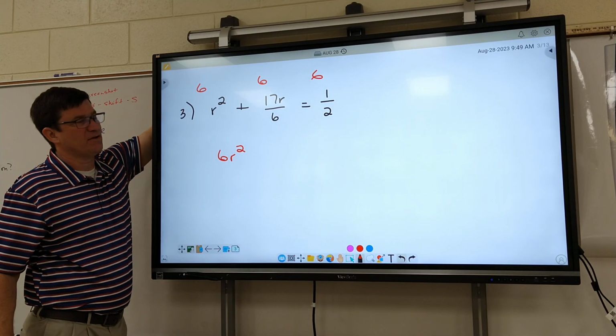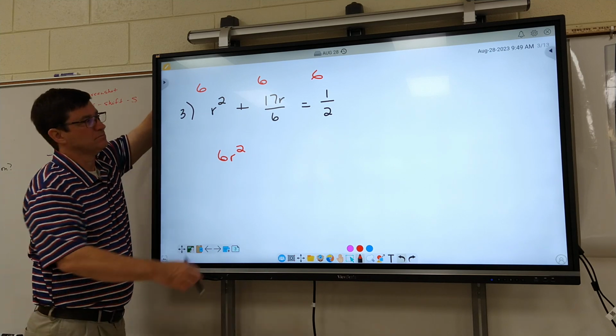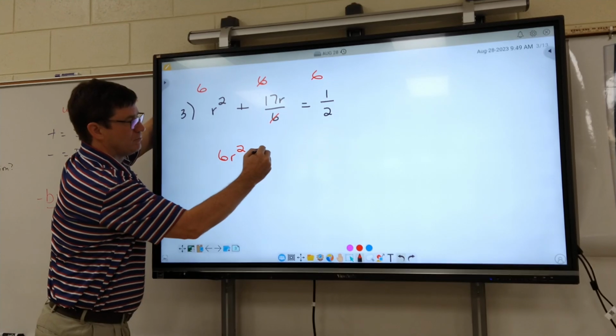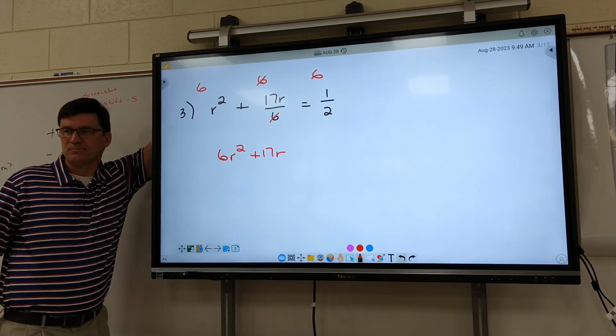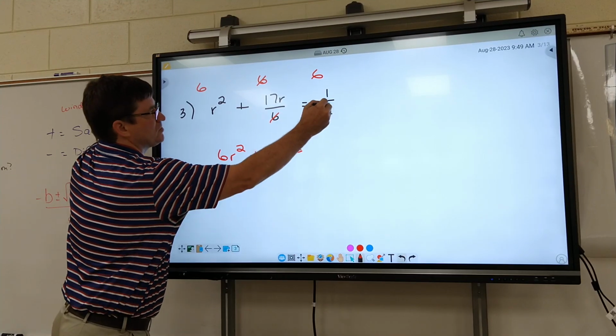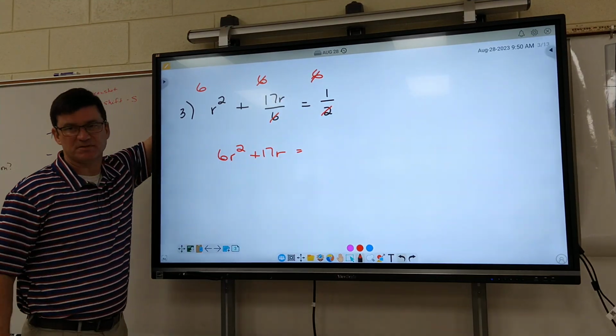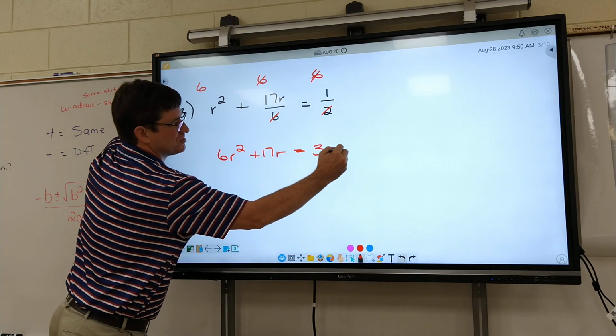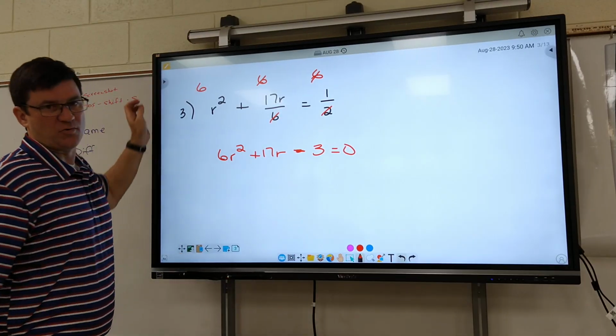All right, how about the second fraction? What cancels out? What do I bring down? 17r. Good. All right, last fraction. What cancels out? 2 goes into 6. How many times? 3 times 1 is 3. Move it over, makes it a minus 3 equals 0. All right, do your quadratic formula.